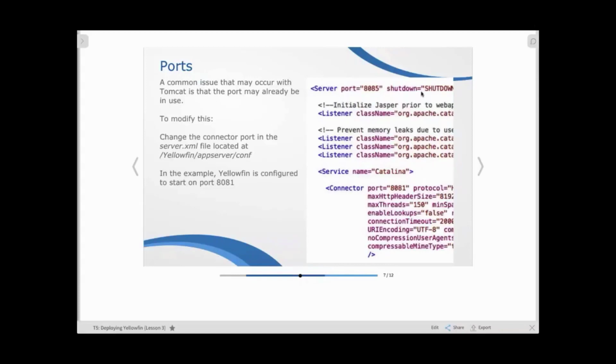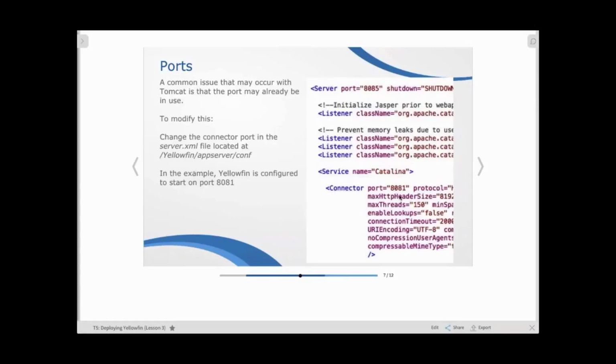You can do that by simply going to the file that's available in your Yellowfin folder in app server in conf, then locate the server XML file, and opening that will give you an example of this as you see here. I've highlighted and taken a picture of the important section, and what you're actually looking for is the connector port XML node here. So you can see in my installation it is 8081.